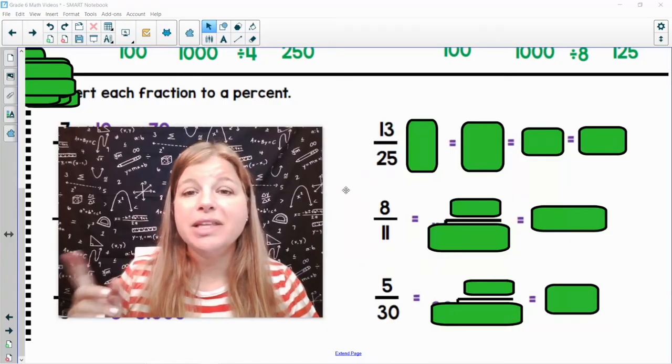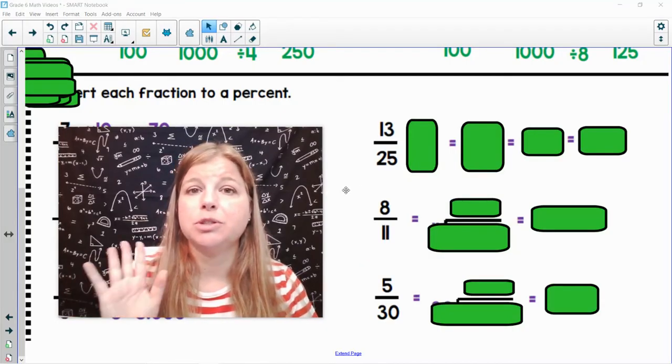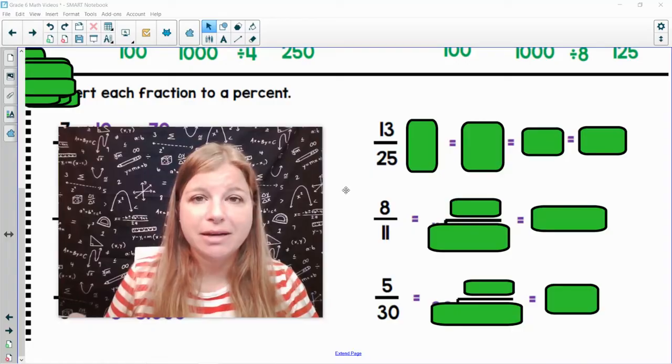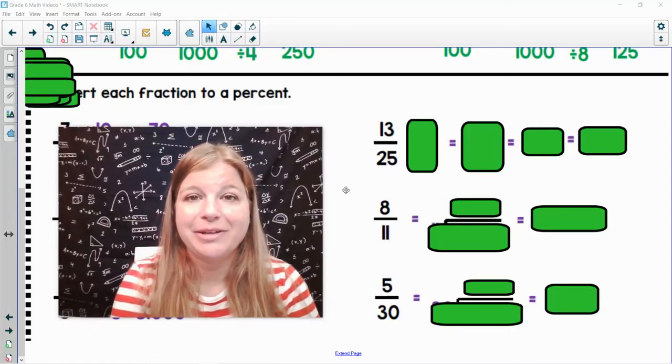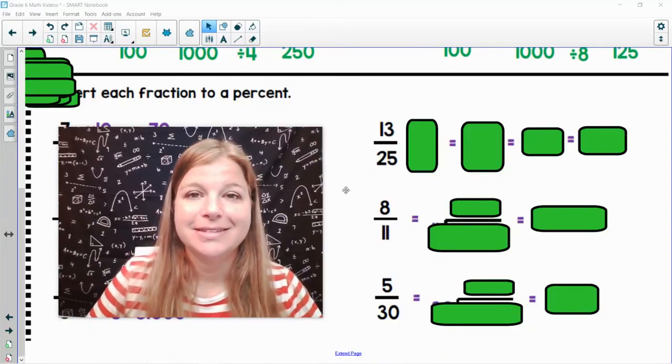Okay, so now for these next 3 problems, I'm going to encourage you to pause your screen, try these out on your own, and then press play and see how you did. Go for it.